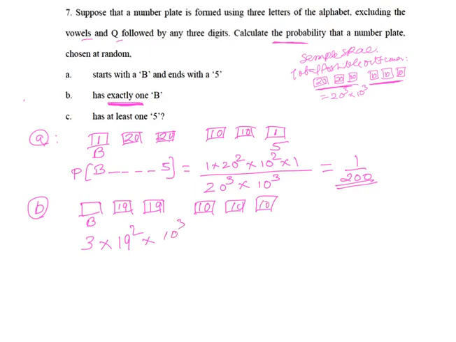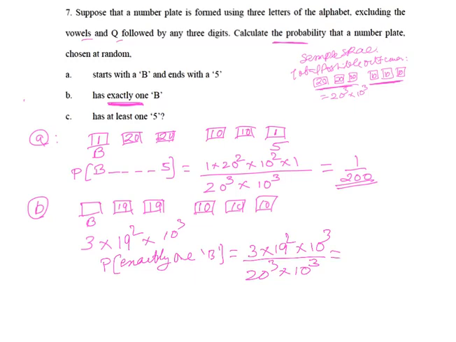So it's 10 cubed. Therefore, the probability of exactly 1 B will be 3 times 19 squared times 10 cubed, divided by 20 cubed times 10 cubed. Even if you evaluate 20 cubed times 10 cubed as 8 million, you can use that too. Definitely have to use a calculator here. So what I get is 0.14 approximately, rounding off to 2 decimal places. I get 0.14.